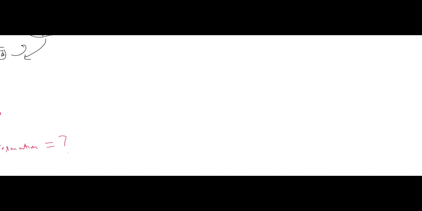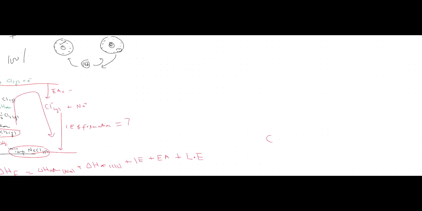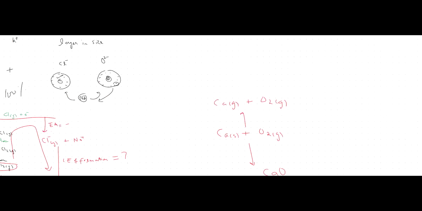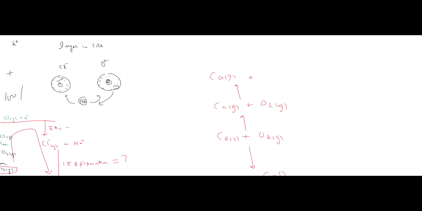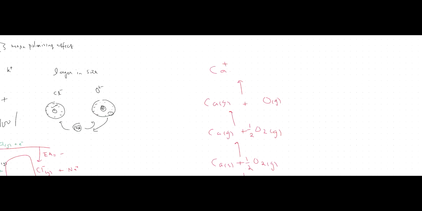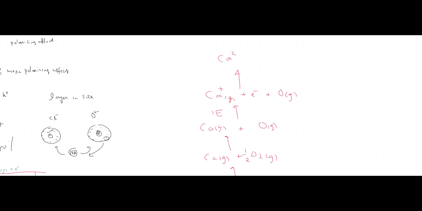This time we have calcium oxide. So starting with Ca solid, O2 gas, then calcium gaseous atom, O2 still the same. Calcium gaseous, O2 changes into one oxygen, so it's gaseous. Then calcium into positive, that's first ionization, plus one electron plus O gas. Then calcium changes into Ca2 positive, so two electrons overall and O gas. This is IE2.